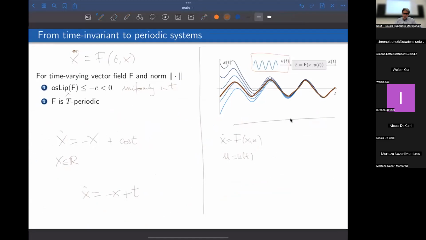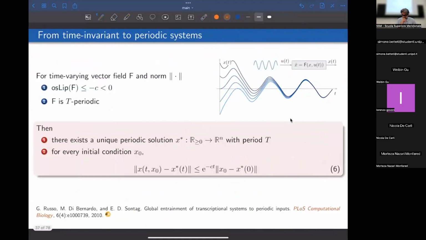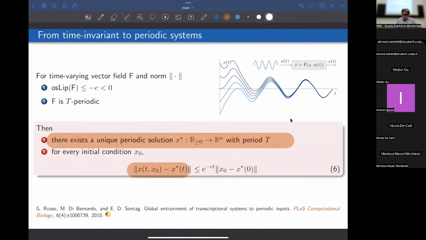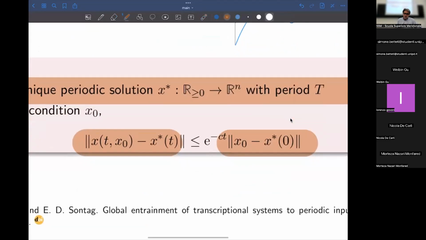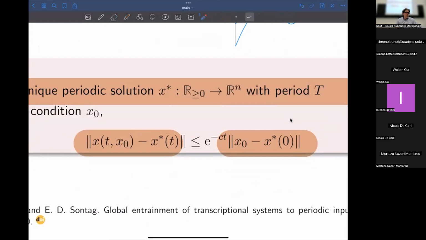All right, so that's what this nice theorem says. There exists a unique periodic solution, same period as the input, right? And all trajectories converge to that particular trajectory at a rate e to the minus ct. So here you see I'm writing the distance, well, the norm of the difference, right? The distance between an arbitrary trajectory and the periodic trajectory. And this is the error at time zero. This is the position from which I start and the position from which the periodic trajectory starts. And all of this is decreasing with rate e to the minus ct.